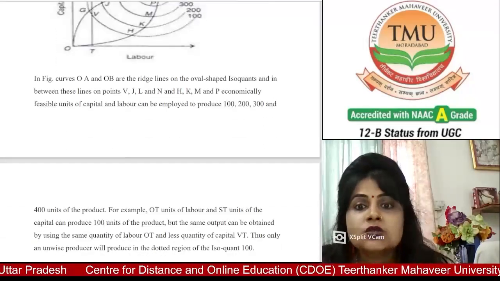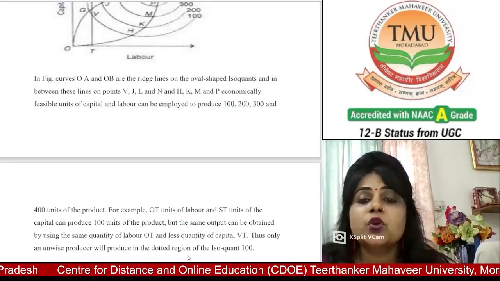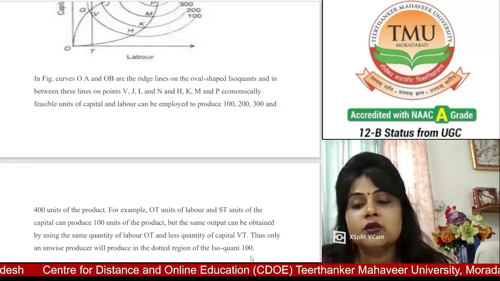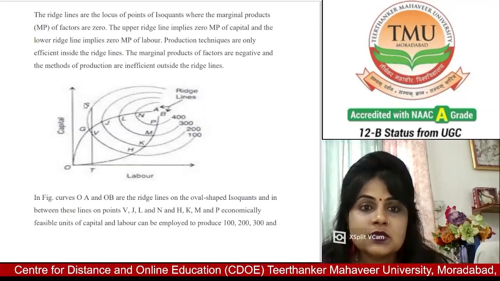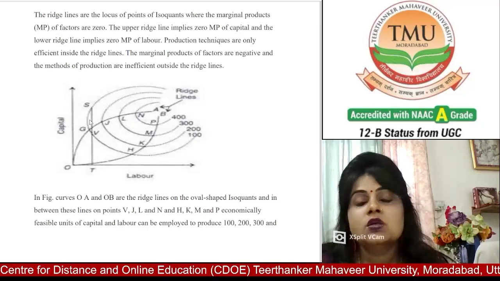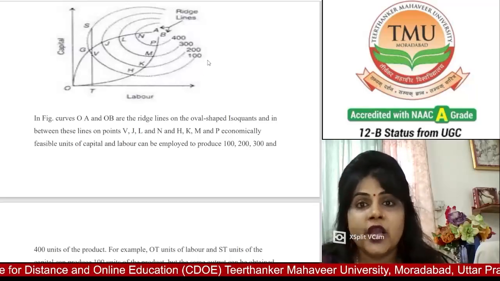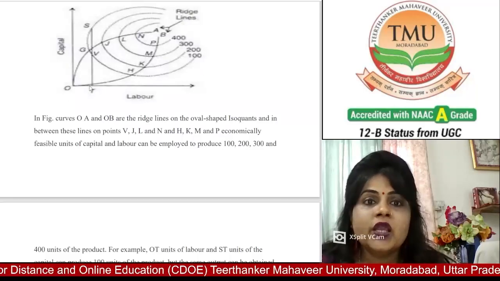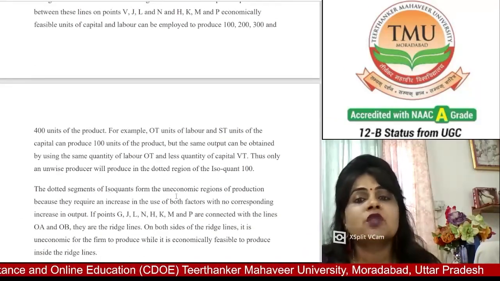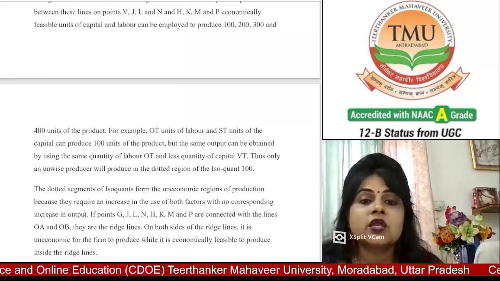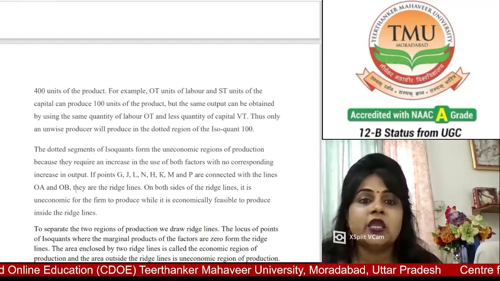Thus only an unwise producer will produce in the dotted portion of isoquant 100, because the MP of capital over SV is zero. The producer can produce the same 100 units with capital VT and labor OT. So the dotted segments of the isoquant are the uneconomic region of production, because they require an increase in the use of both factors with no corresponding increase in output.